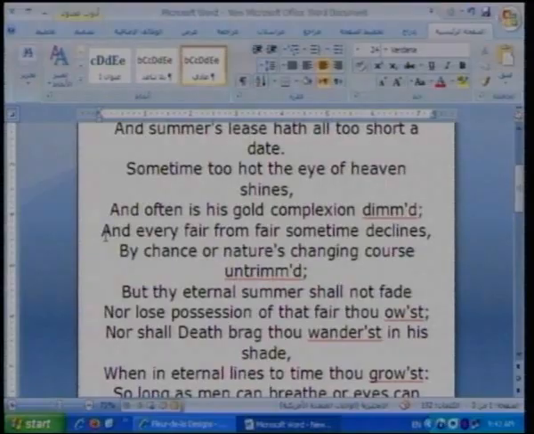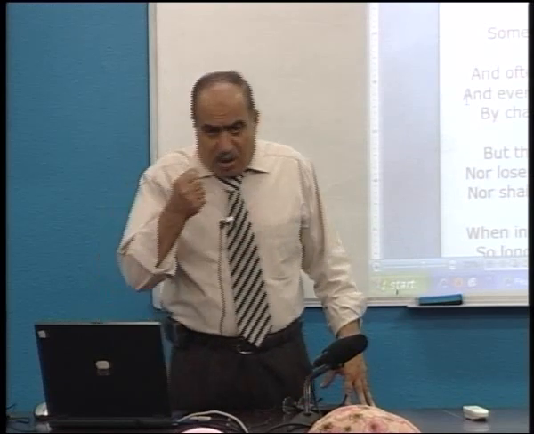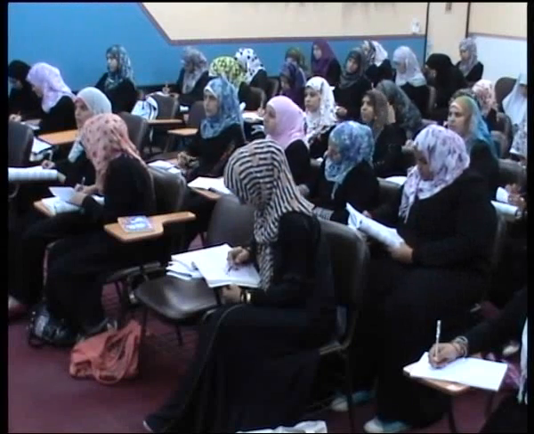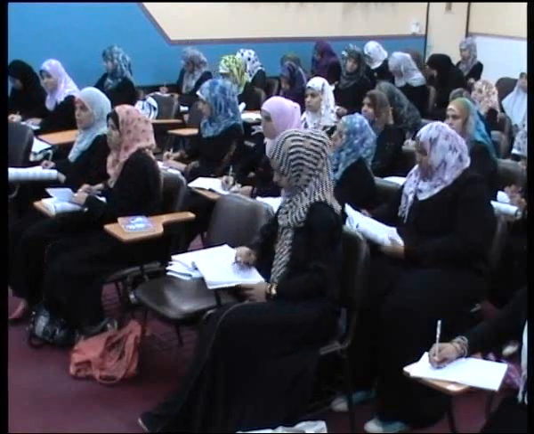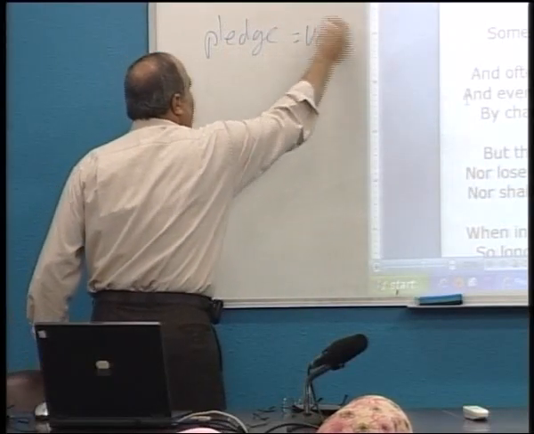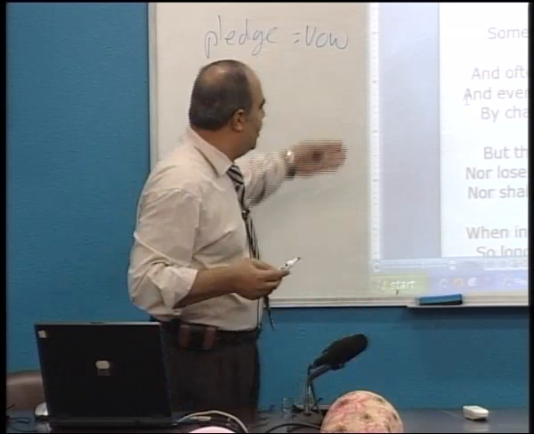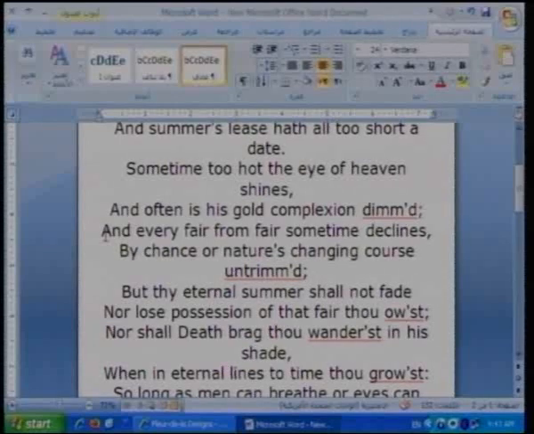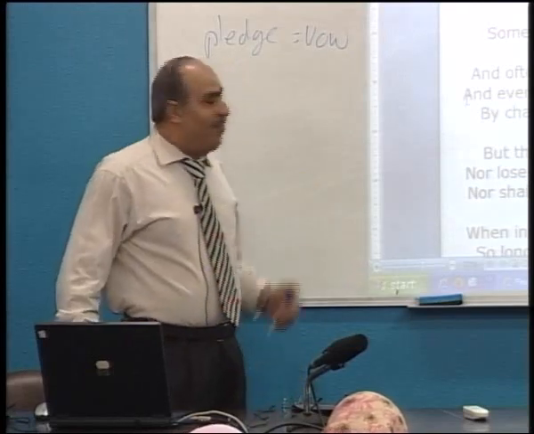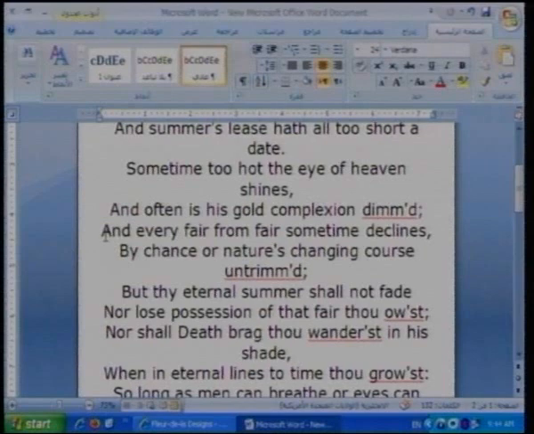But thy eternal summer shall not fade. How should we read this? But thy eternal summer shall not fade? It should be strong. Why? Because he's confident. He's pledging. You know what pledging means? To pledge. To vow. He's vowing. I want you to help me read it. Come on. But thy eternal summer shall not fade. Is it like this? Or stronger. But thy eternal summer shall not fade, nor lose possession of that fair thou owest.